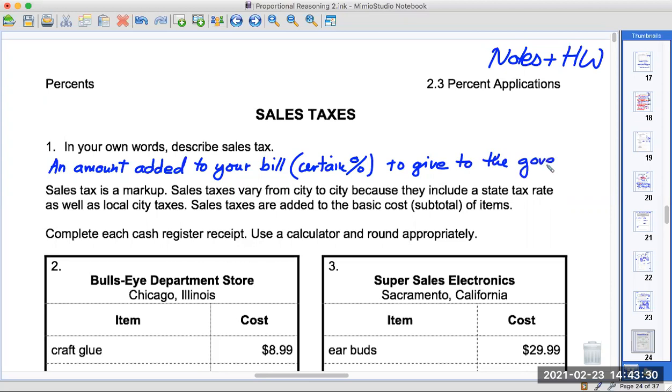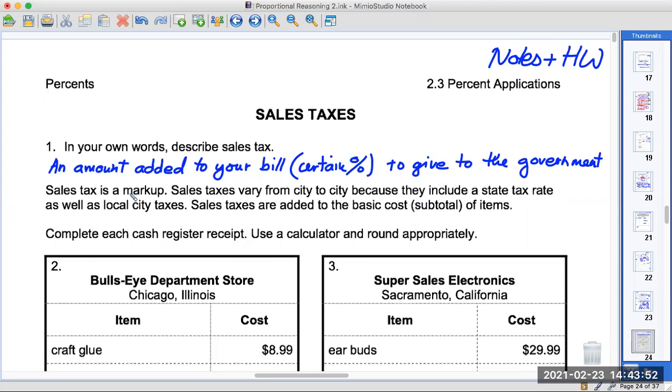And it could be local, like the city, or it could be the state, but that's as high as it goes. City, county, I don't know if the county gets sales tax. I don't think so. It's city or state. The county gets property taxes.